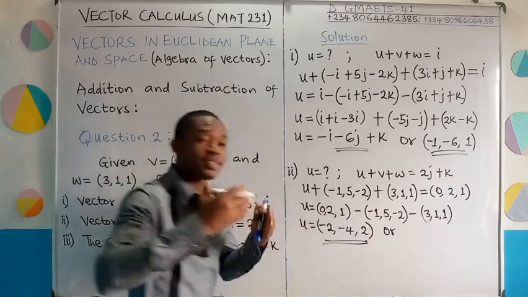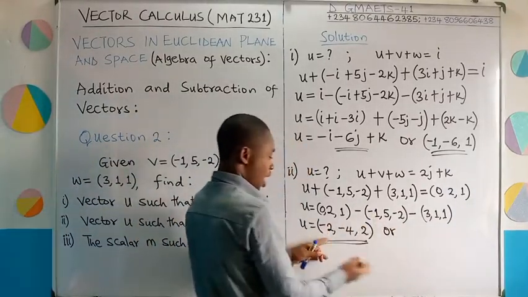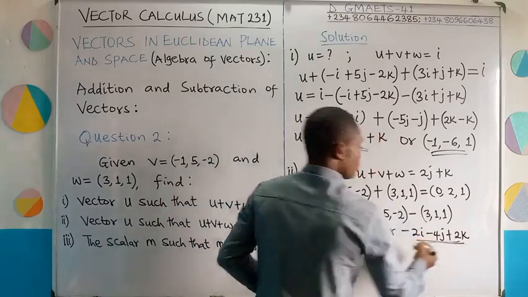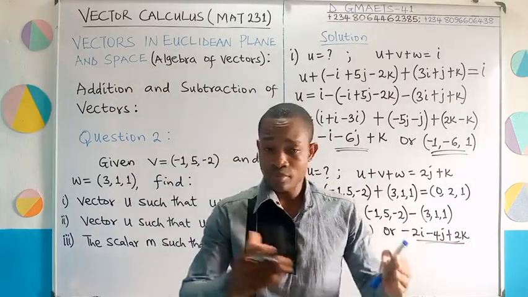Or if you now want to write your answer in terms of the unit vectors, then this is going to be minus 2i minus 4j plus 2k. Good. And so we are done with the second question.